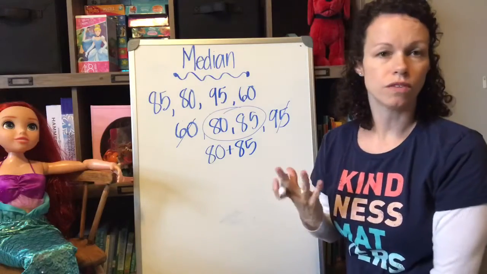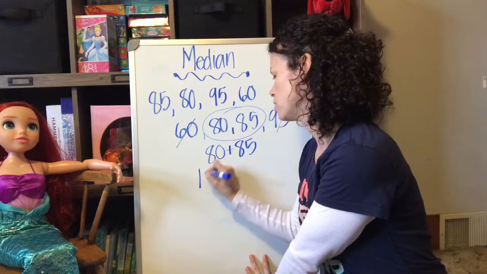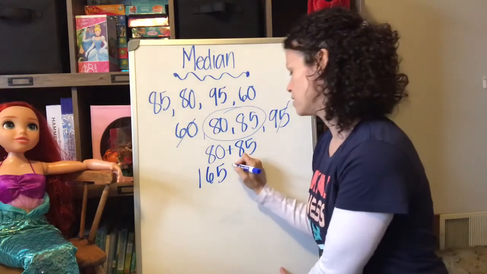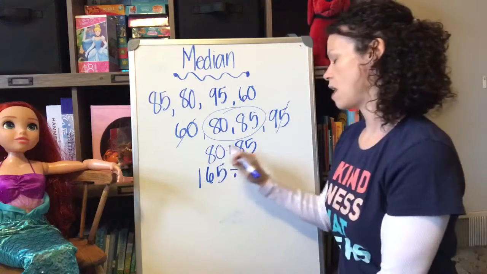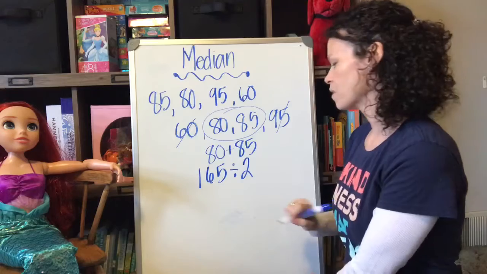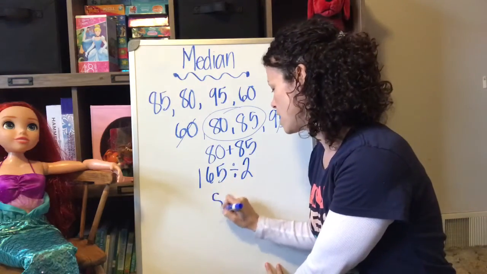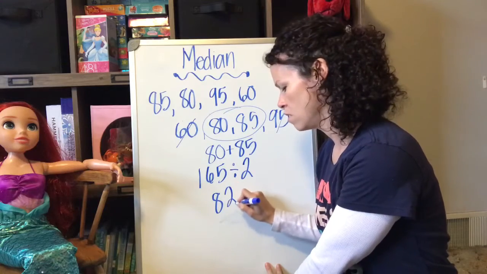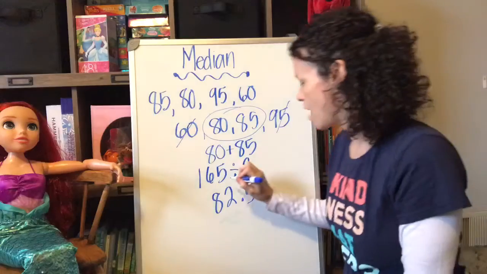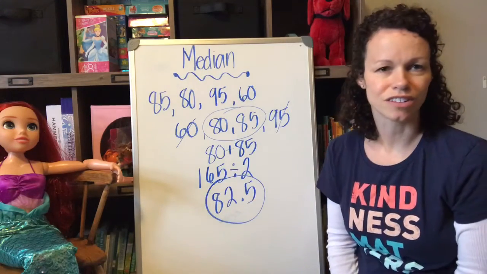Just like we did in the one video with mean, we're going to add them. 80 plus 85 gives us 165. But then the second step in mean was that we had to divide by how many numbers we added. So we added 2 numbers, so we're going to divide by 2. So 165 divided by 2 gives us 82.5. So 82.5 is the median of this set of data. So that would be the answer for this one.